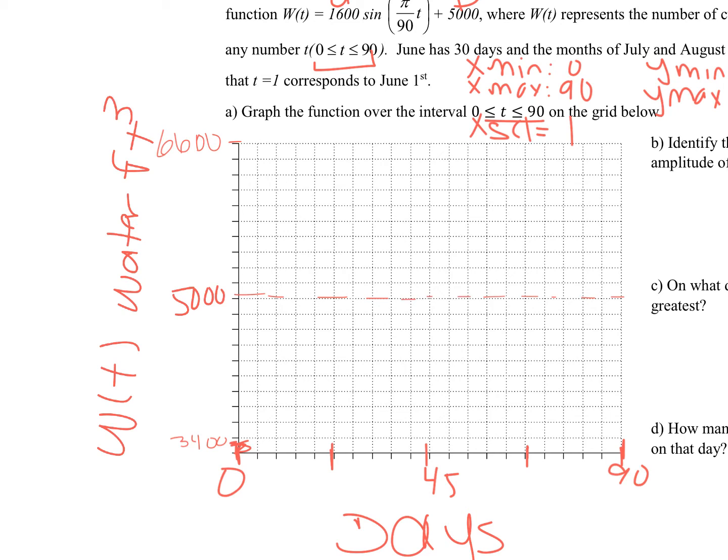So type in your calculator, look at the graph, and you're going to see that it looks like this. It goes here, here, and then halfway it goes to its max, and then beautiful, we have a graph. Woohoo! Alright. Looking great. Then they ask you to identify the period, midline, and amplitude of the function.